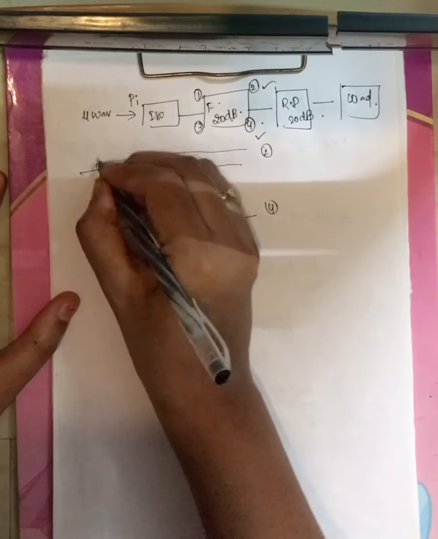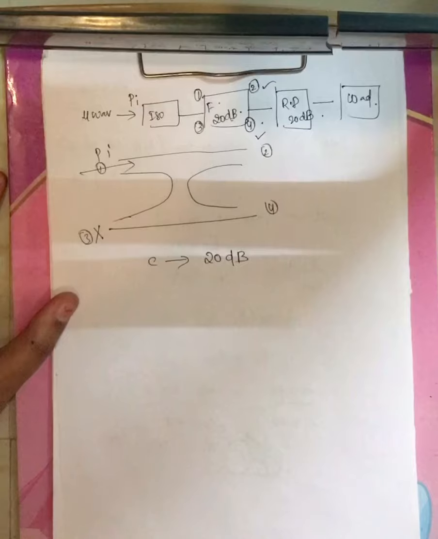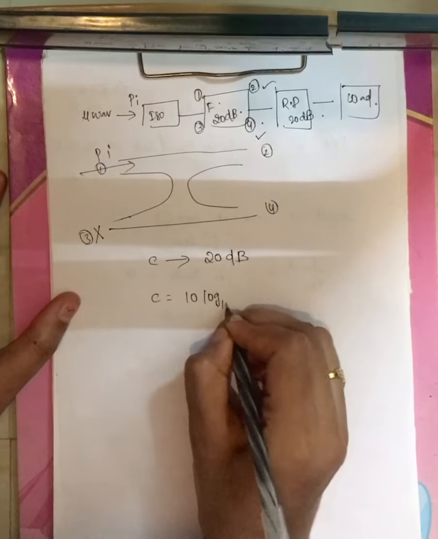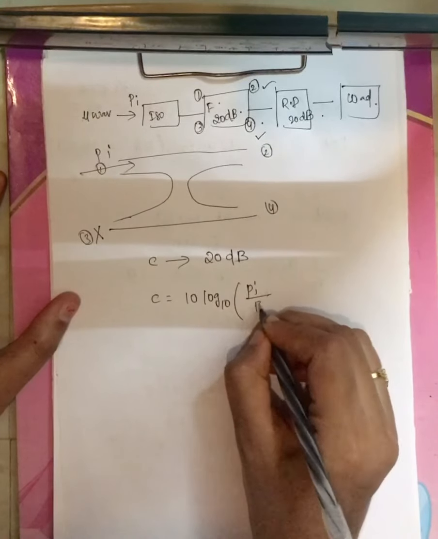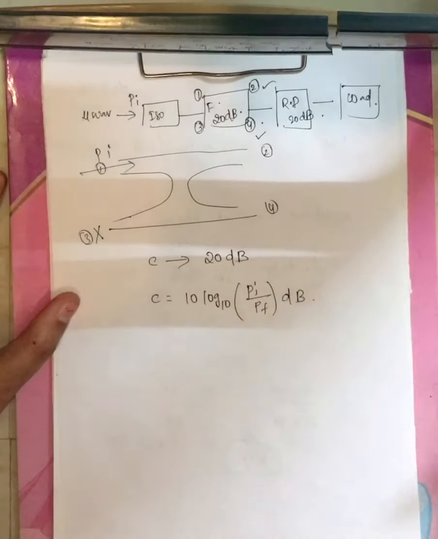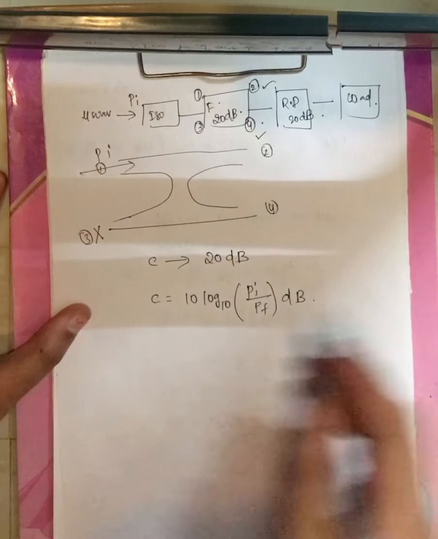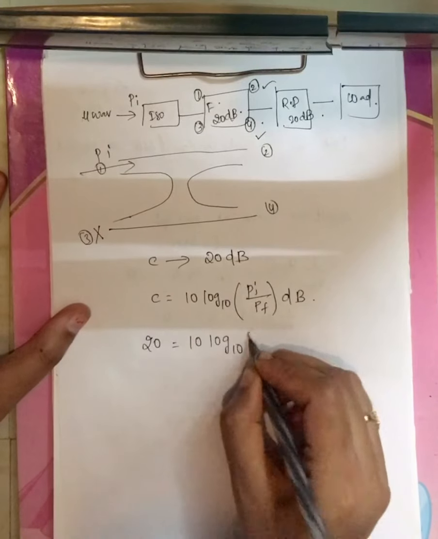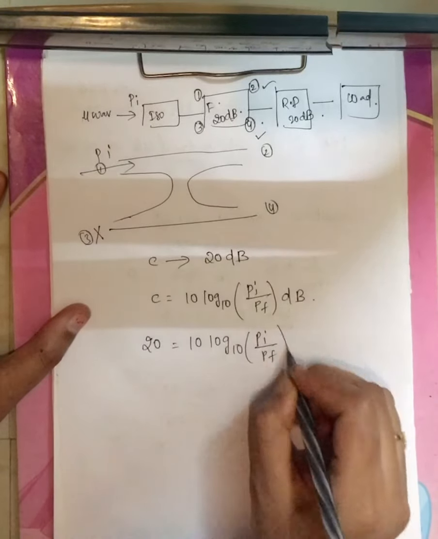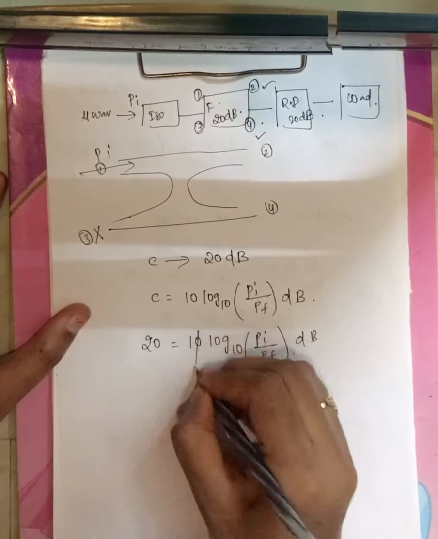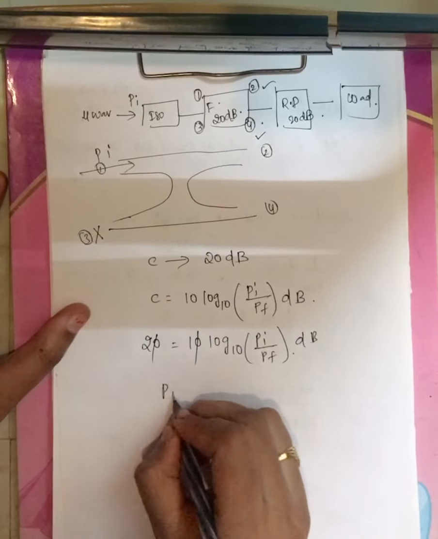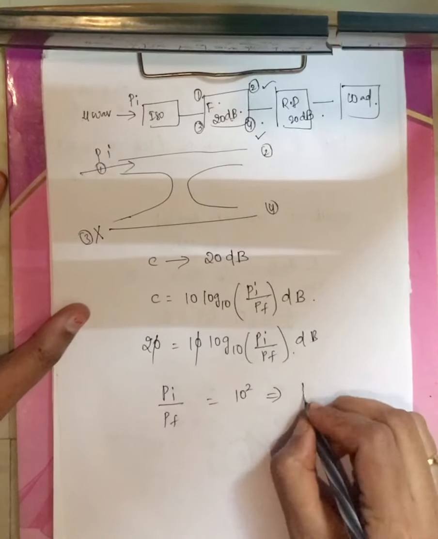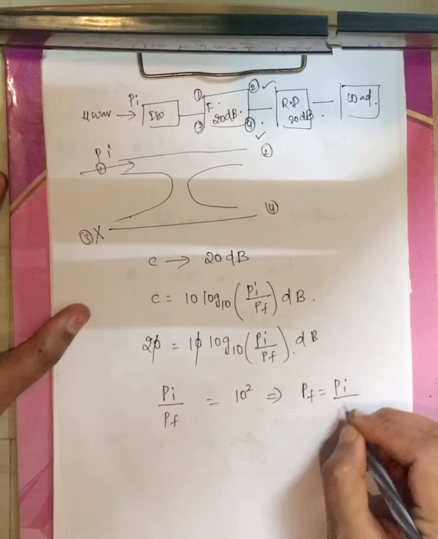Now what is the power at port 1? PI, right? Power at port 1 is PI. Now what is the coupling formula? C equals 10 log to the base 10 PI by PF in dB. Now the coupling value is 20. So 20 equals 10 log to the base 10 PI by PF, in dB, right? Now the zeros will get cancelled. Now PI by PF is nothing but 10 power 2. Now this indicates PF equals PI by 100, right?